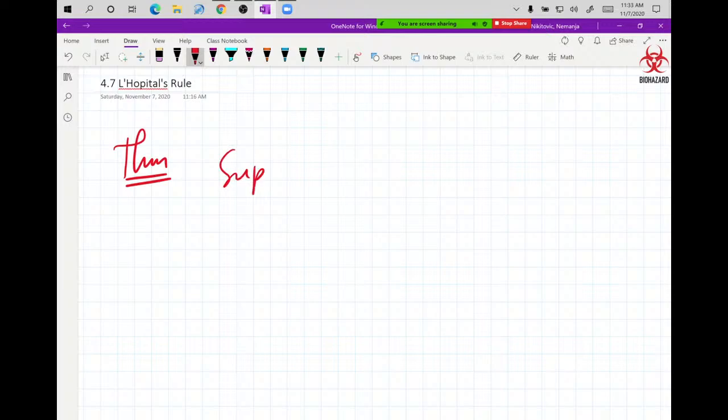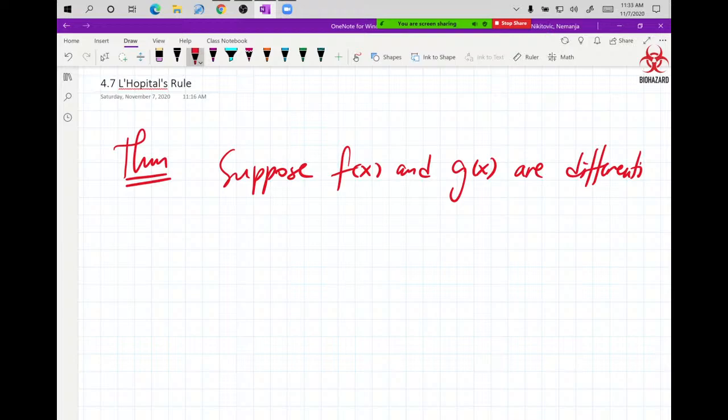So suppose f of x and g of x are differentiable, meaning you can take the derivative, and that g prime of x is not 0. So those are the two things that you need to know.